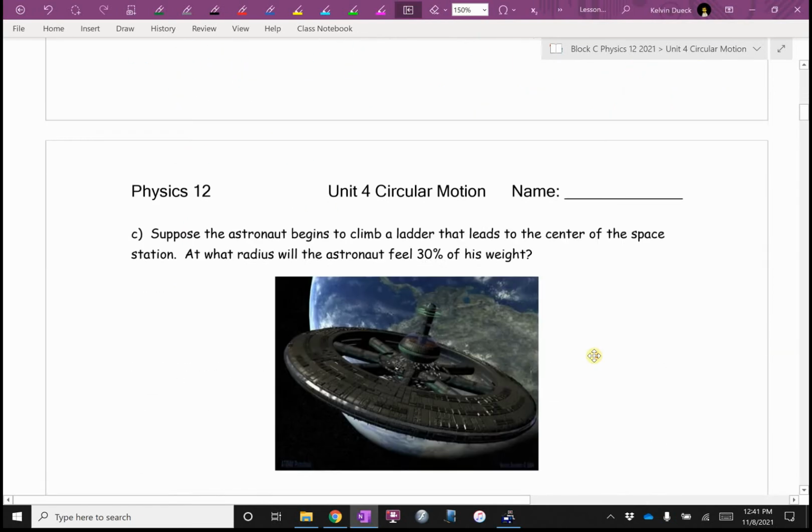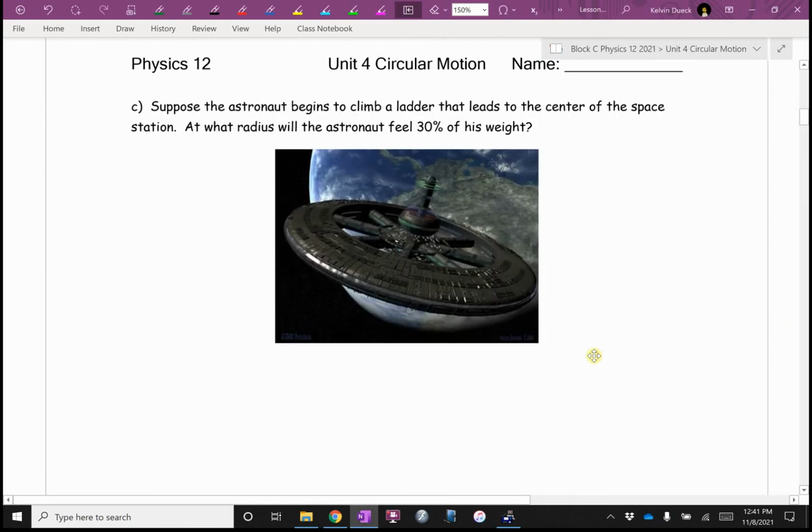Number 3. Suppose the astronaut begins to climb a ladder that leads to the center of the space station. If they start to climb a ladder, what will happen to their weight? Gets lower. At what radius will the astronaut feel 30% of his weight or her weight?